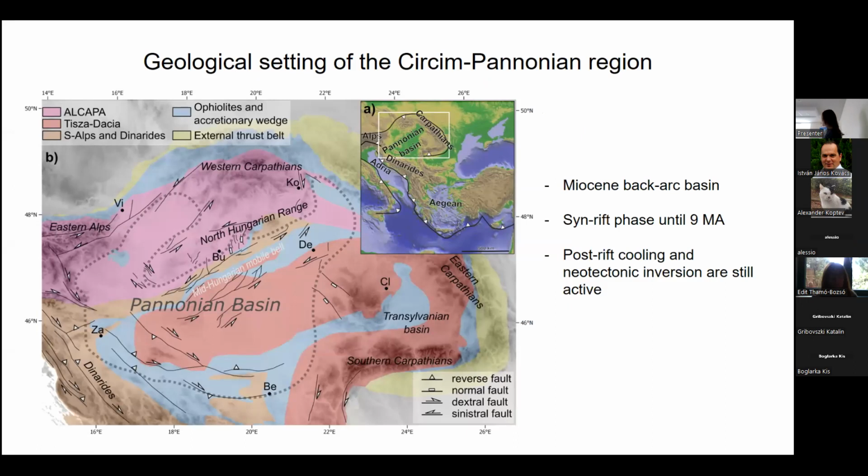So the Pannonian basin is a Miocene back-arc basin in Central Eastern Europe that was formed in response to subduction in the Carpathians. So the active syn-rift phase migrated in time and space, but it completely ended by about 9 Ma. This active rifting phase was followed by thermal subsidence due to lithospheric cooling, and also neotectonic inversion initiated. These processes are still both active these days.